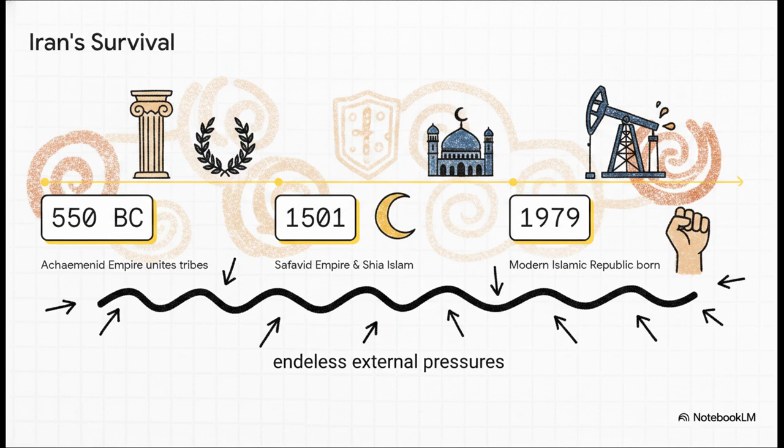Fast forward through decades of foreign manipulation over oil in the 20th century, and the 1979 revolution birthed the modern Islamic Republic. The core takeaway we need to grasp here is that Iran survived by continuously adapting its Persian identity and its religious foundations against endless external pressures.